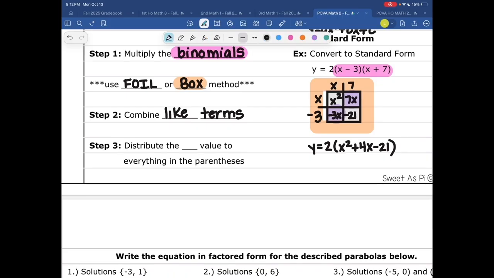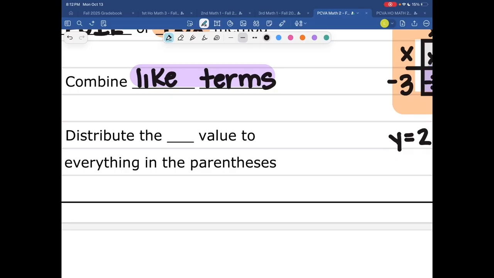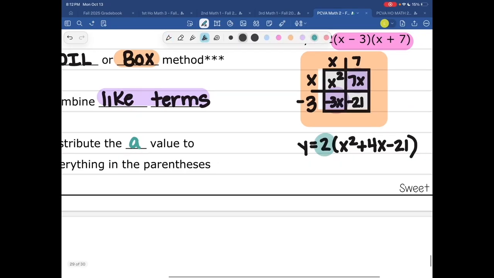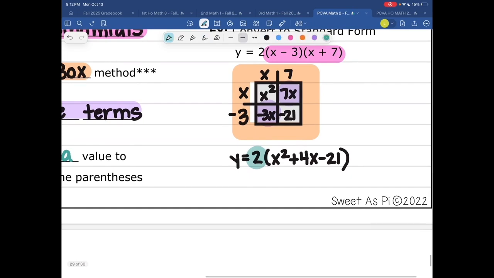All right, so once we were able to combine our like terms, we're now going to do the final step, which is to distribute the a value. So the a value in our problem is 2. So we're going to distribute that 2 into the rest of the polynomial that we have created here.